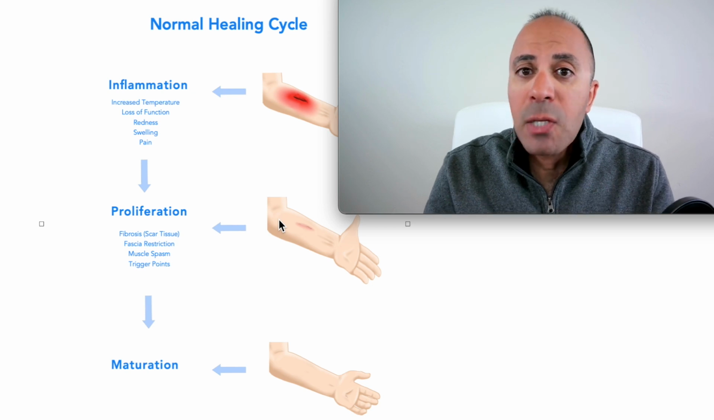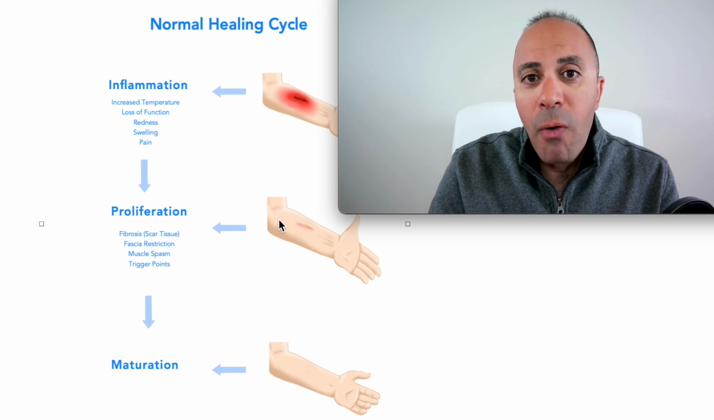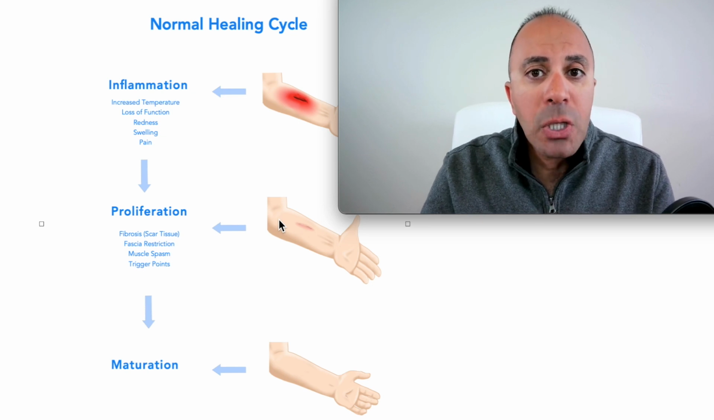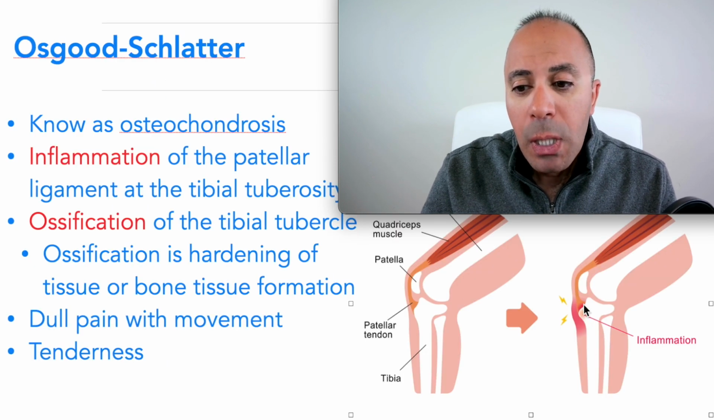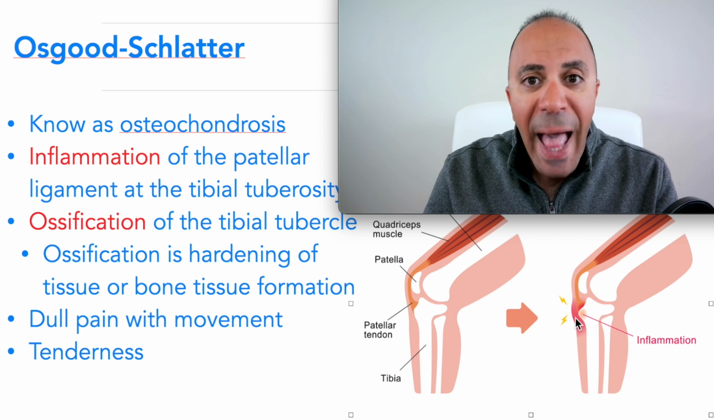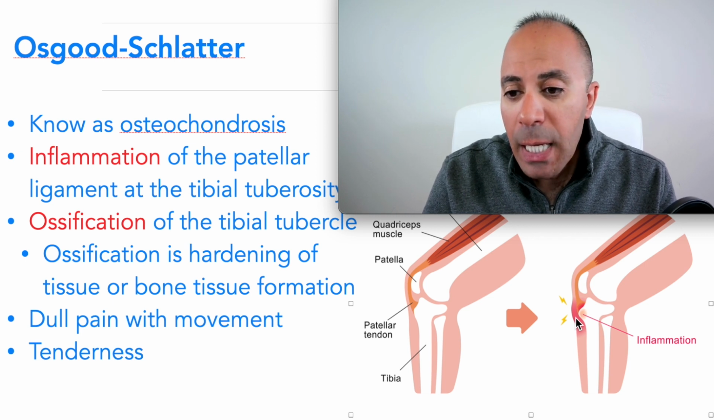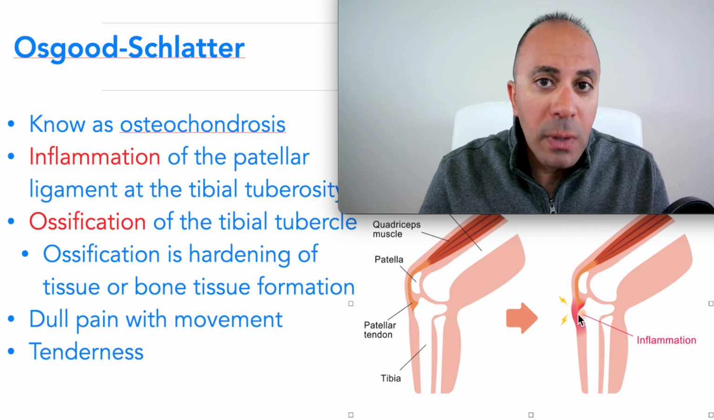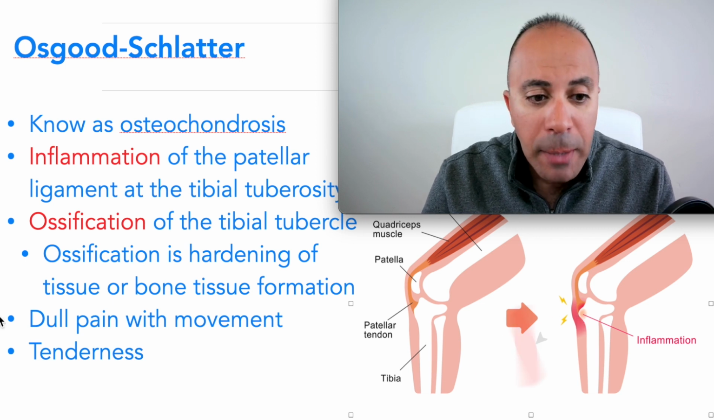The problem is when you have too much scar tissue, and that's called hardening of the tissue or fibrosis. In relationship to Osgood Schlatter, you can see the hardening in the bone, and that's called calcification or ossification, and that increases the formation of bone in this area and causes more inflammation, more scarring, and pulling on the knee, and causes more pain.